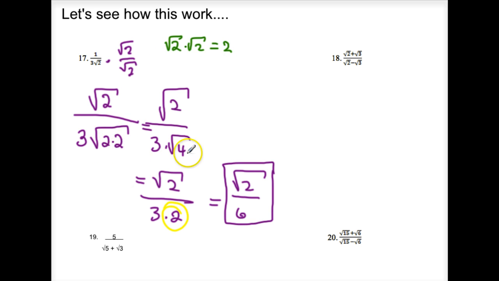You go from 2 times 2, which is 4, and then the square root of 4 is 2. All right, moving on to number 18. Don't worry about the numbers. I just took these examples.